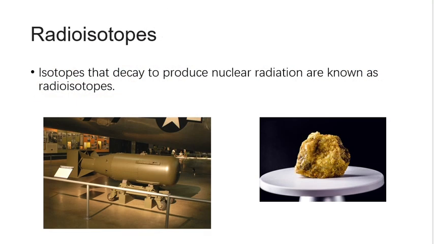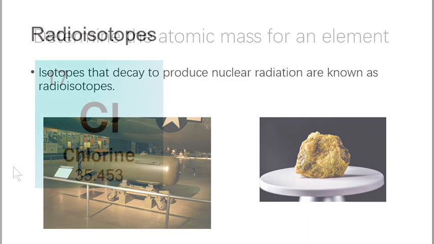We have a name for the unstable isotopes that decay to produce nuclear radiation, and we call them radioisotopes. For example, all of the isotopes of uranium are radioisotopes because there are no stable uranium isotopes at all. And actually, one of the components in a nuclear bomb is uranium-235. And here's a picture of uranium if you want to take a look.